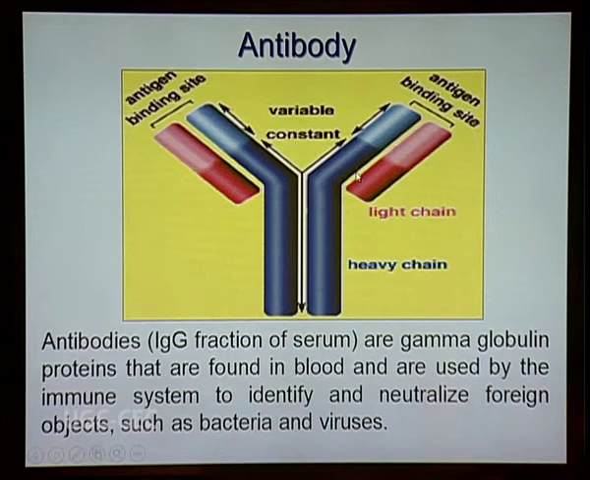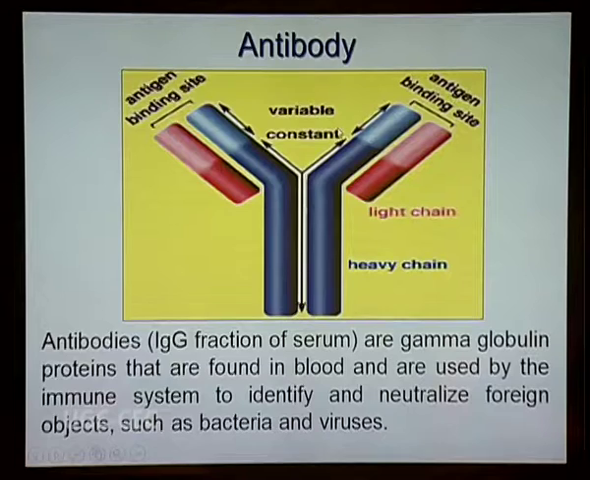And the sequence of this region is to some extent constant. If we characterize all the immunoglobulins present in our serum, then we will see there are 5 different types of sequences present in the Fc region. So this region is called the constant region or Fc region.